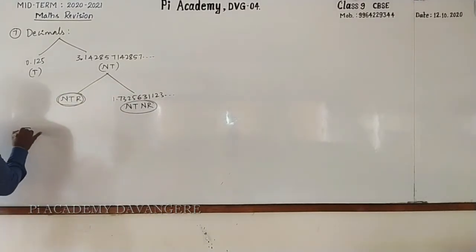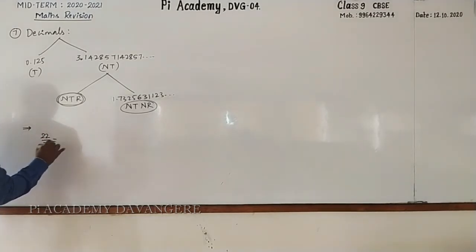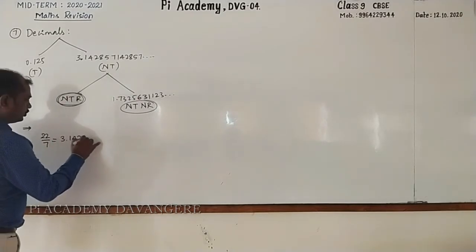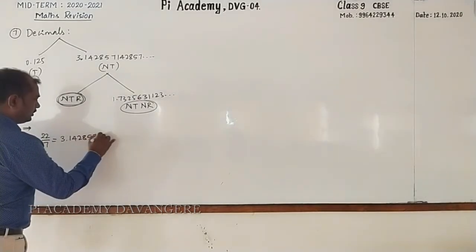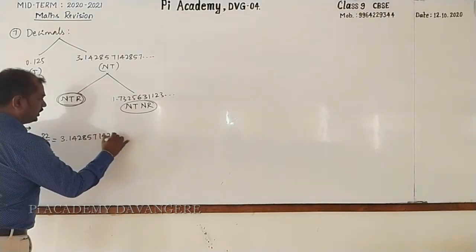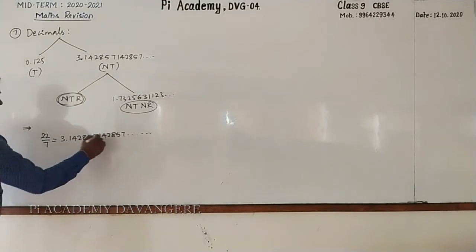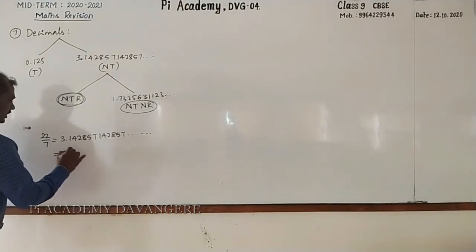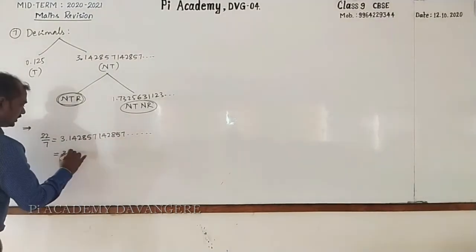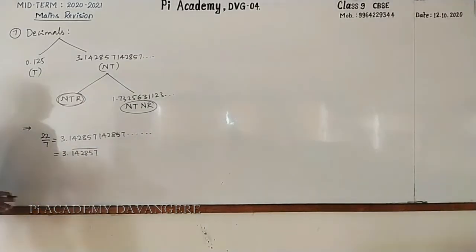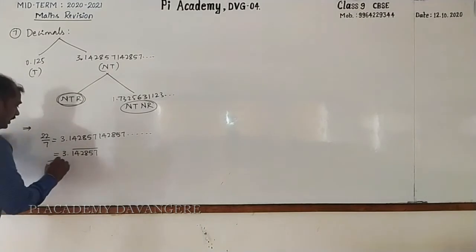I'll take 22/7. It is a rational number. Its decimal expansion is 3.142857, 142857. There is no end at all. It can also be written, that is, the repeating block can be written as 142857 bar. Okay.